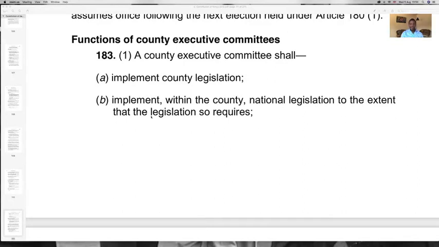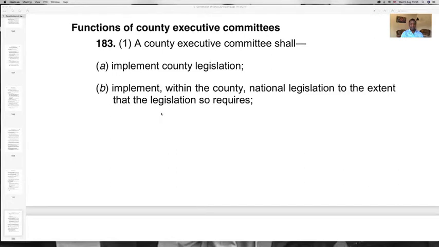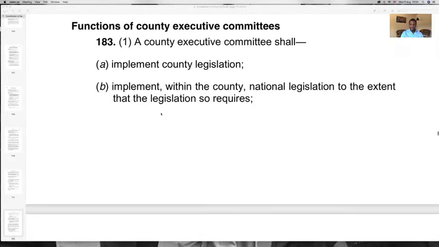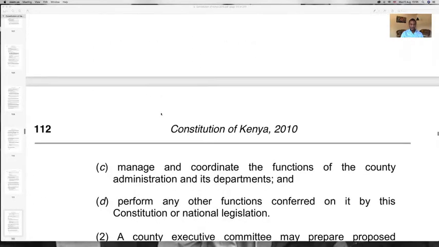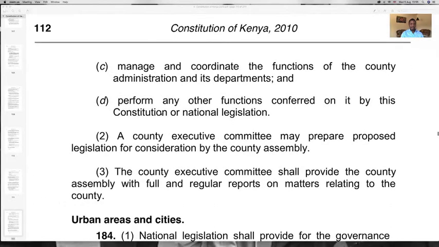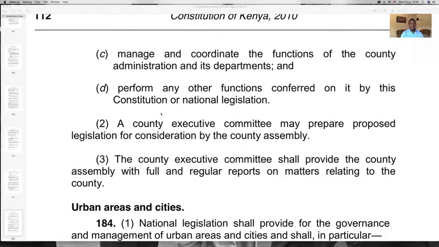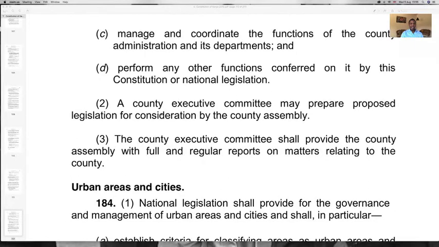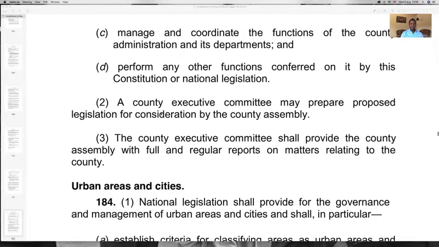Functions of county executive committees. A county executive committee shall implement county legislation, in that whatever the county assembly passes as law, the county executive committee ought to implement that. The county executive committee shall also implement within the county national legislation, in that they shall ensure national laws are upheld in the county. They shall also manage and coordinate the functions of the county administration and its departments, and perform any other functions conferred on it by this constitution or national law.